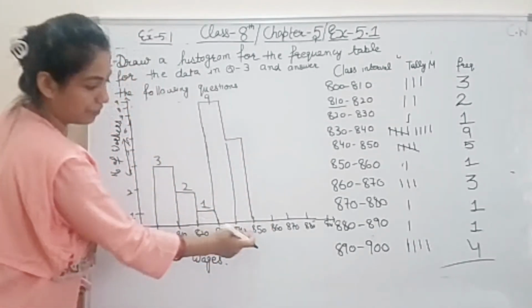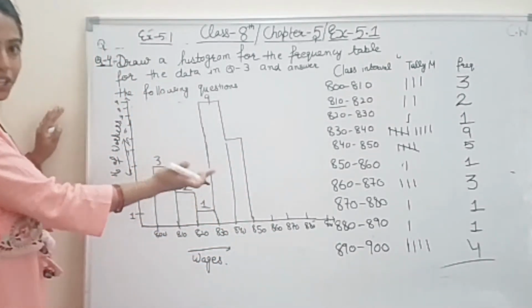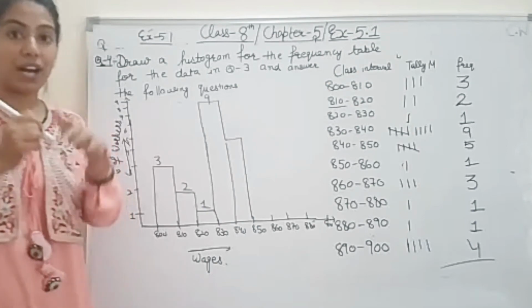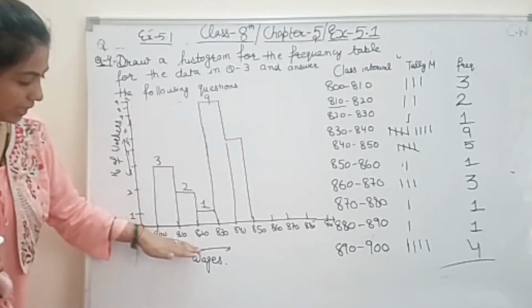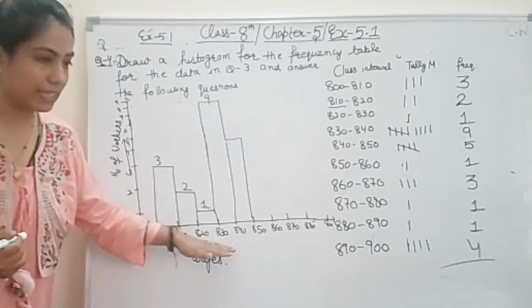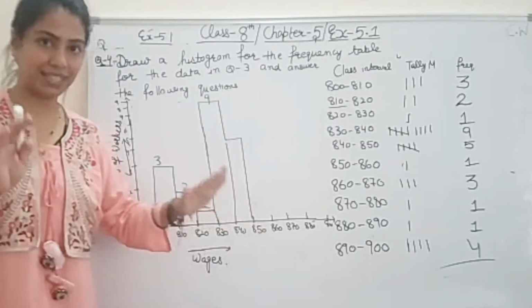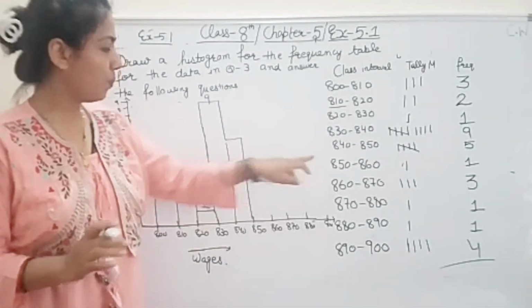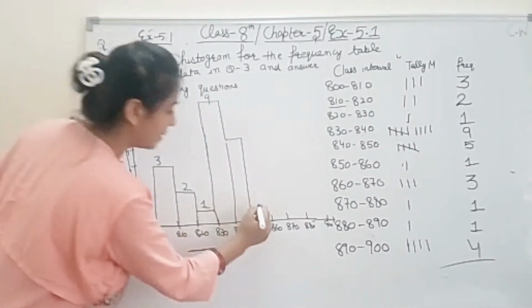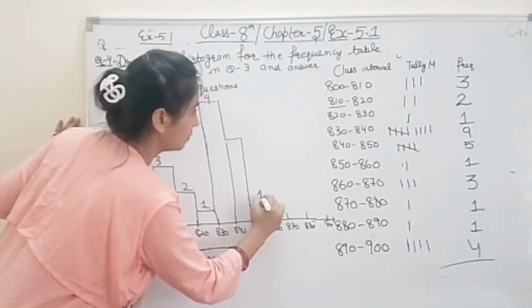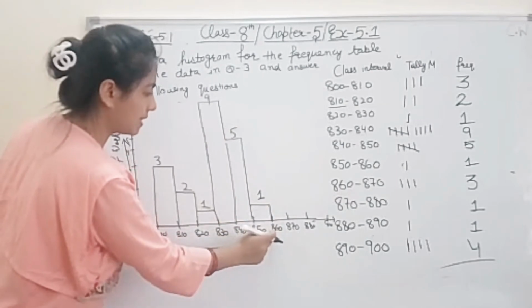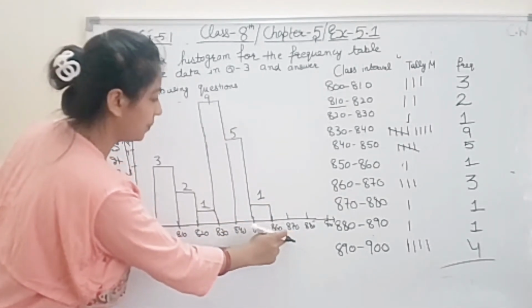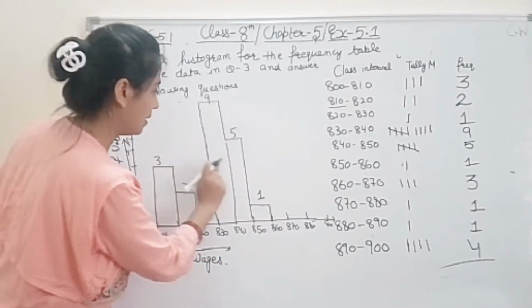840 to 850. So as you can see there is a continuity क्योंकि interval वहाँ से शुरू हो रहा है 810 to 820 to 830, 830 to 840, right? So 850 to 860 there is 1 only. So 1 is 1. 860 to 870 there are 3. So 3 is here only.